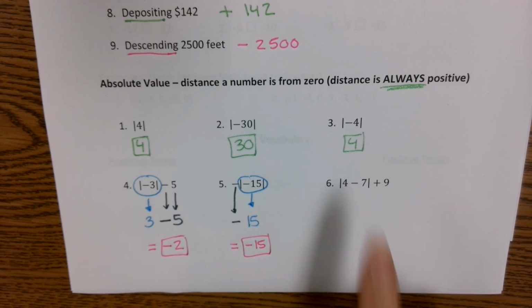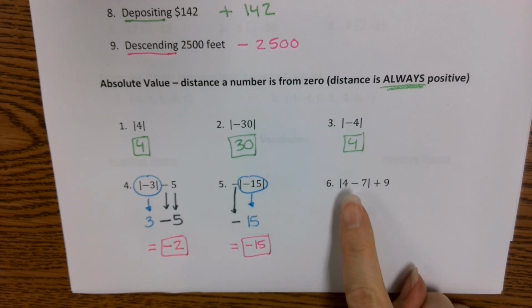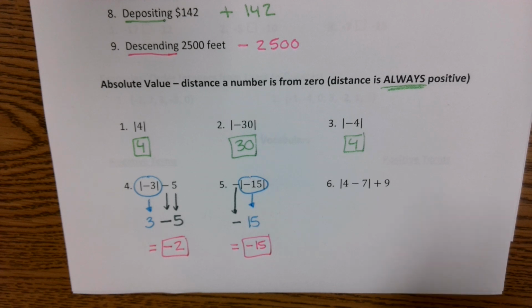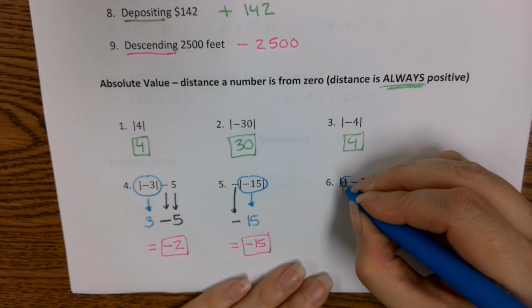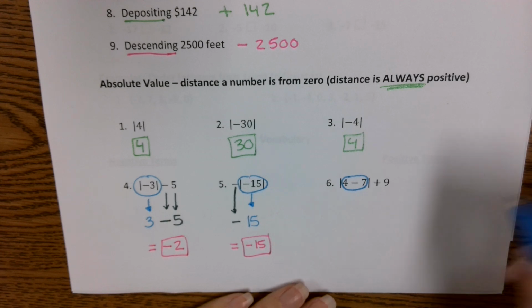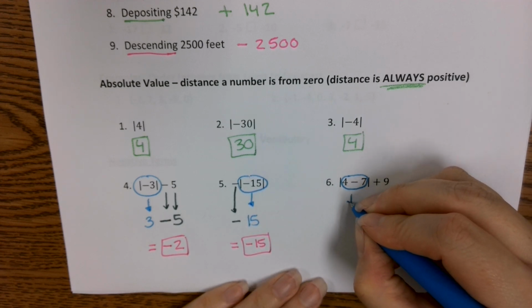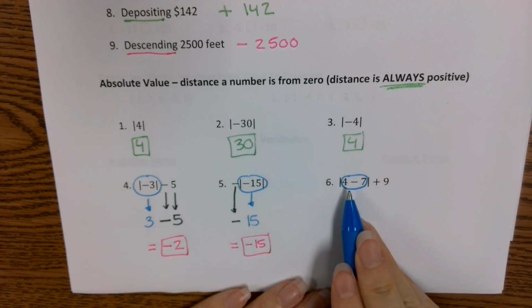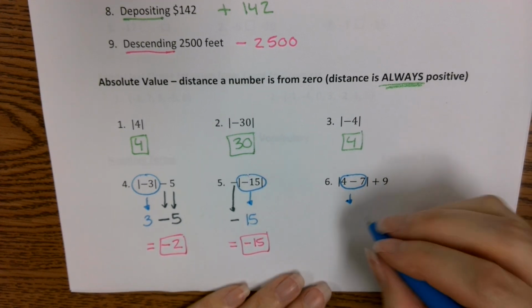All right, problem 6. I have absolute value of 4 minus 7. 4 minus 7 is inside of the absolute value, and then outside of it I have a +9. So I have to do 4 minus 7 first before I can take the absolute value, and then I can add the 9. 4 minus 7. What's 4 minus 7? 3. Not just 3. -3. Remember, we have a small number minus a larger number. That's going to give us a negative.